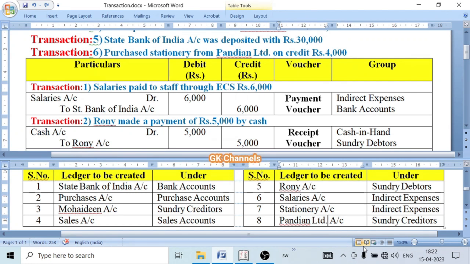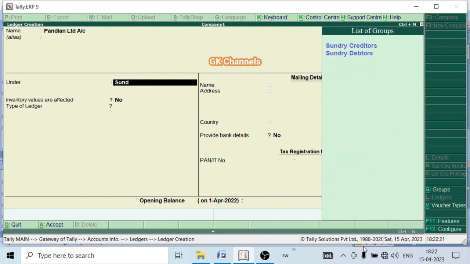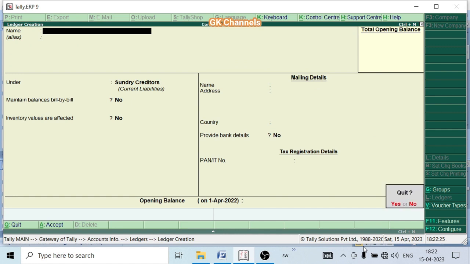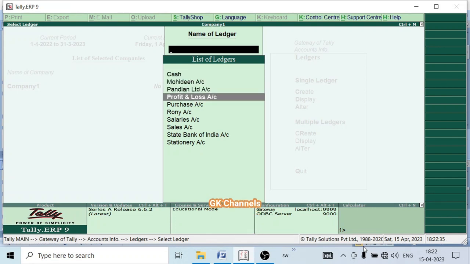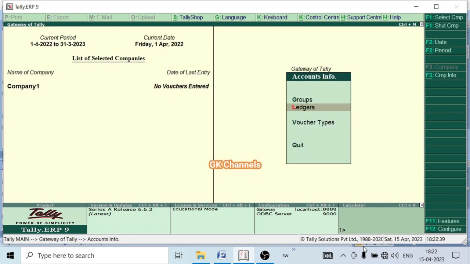Last and eighth ledger, Pandian Limited account under sundry creditors. Pandian Limited A/c as ledger name, sundry creditors, and I am pressing Control A to accept. Now we can see all these ledgers by going to display menu, single ledger display. You can see all the created ledgers along with predefined ledgers, cash and profit and loss.